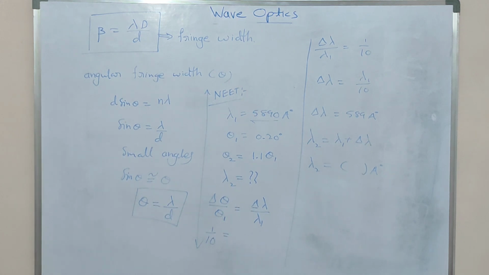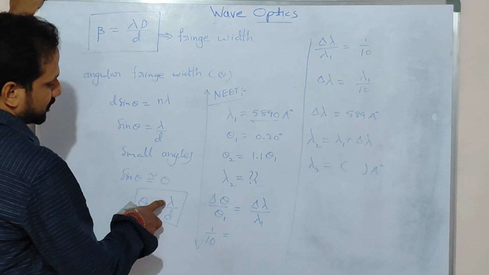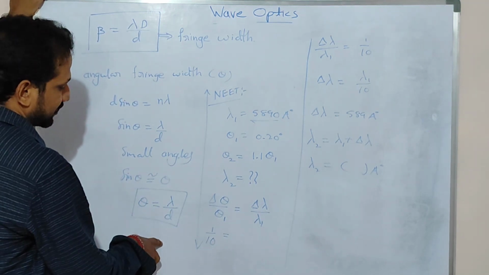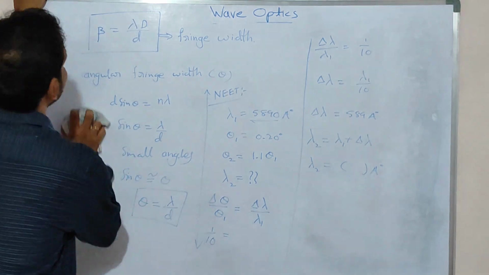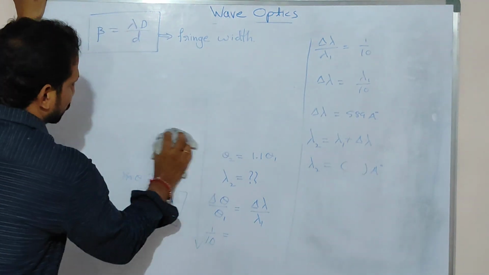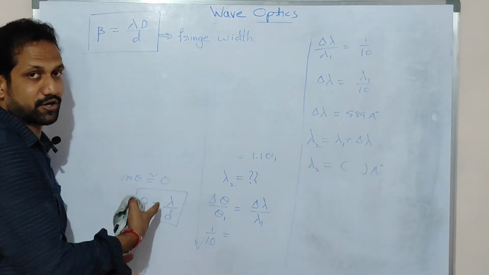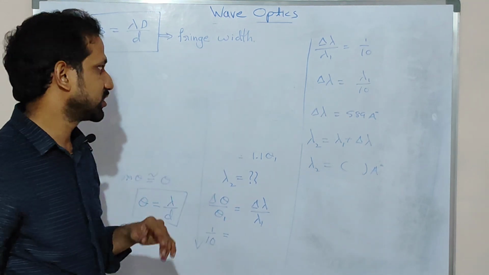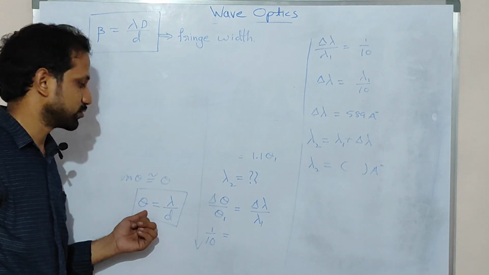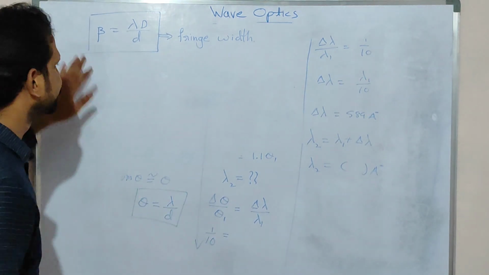This is the angular fringe width. The angular fringe width formula is lambda by small d. As lambda increases, theta increases. As small d decreases, theta increases. And one more thing we can realize here: theta is independent of the order of the fringe. Whichever fringe you take, the nth bright fringe or nth dark fringe, it will have the same angular fringe width. It depends only on the wavelength and small d.